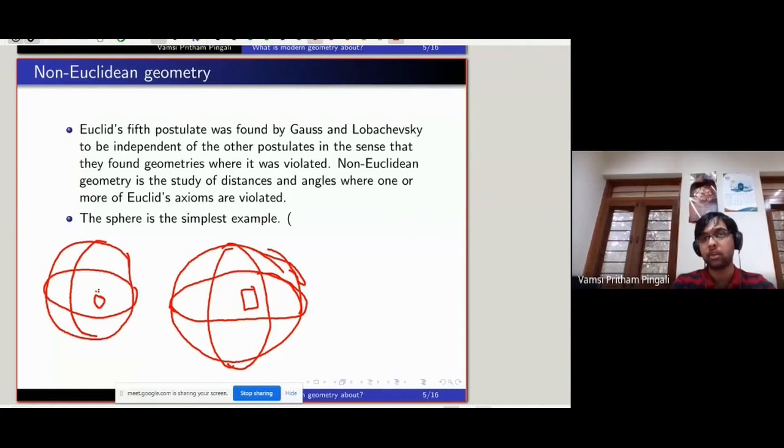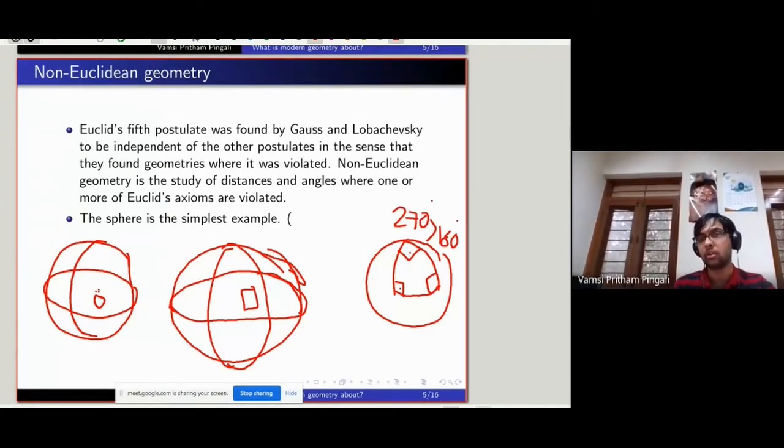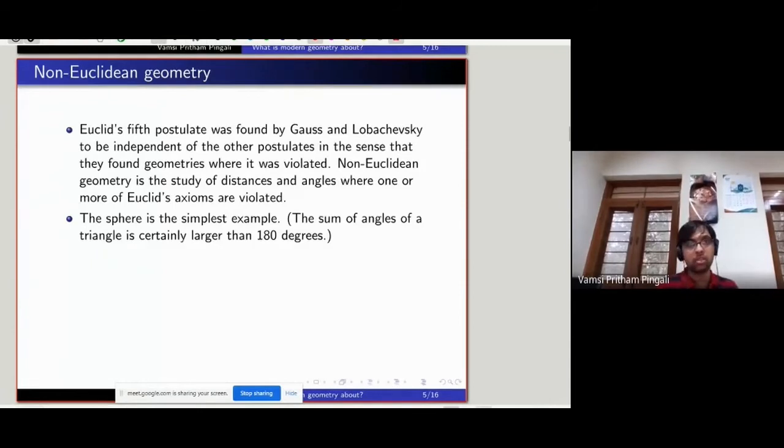So, for example, what is a triangle on a sphere? Well, you can take two longitudes and take the equator. This is an example of a triangle. So already you can see this is 90 degrees, this is 90 degrees, this is 90 degrees. So the sum is 270 degrees, which is larger than 180 degrees. So the sum of angles of a triangle can certainly be larger than 180 degrees. And in fact, it is always larger than 180 degrees on a sphere.